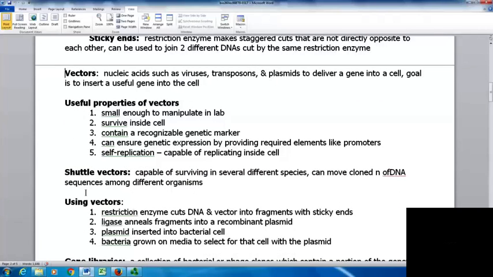Shuttle vectors are capable of surviving in several different species. This way we can move a cloned section of DNA sequence among different organisms.